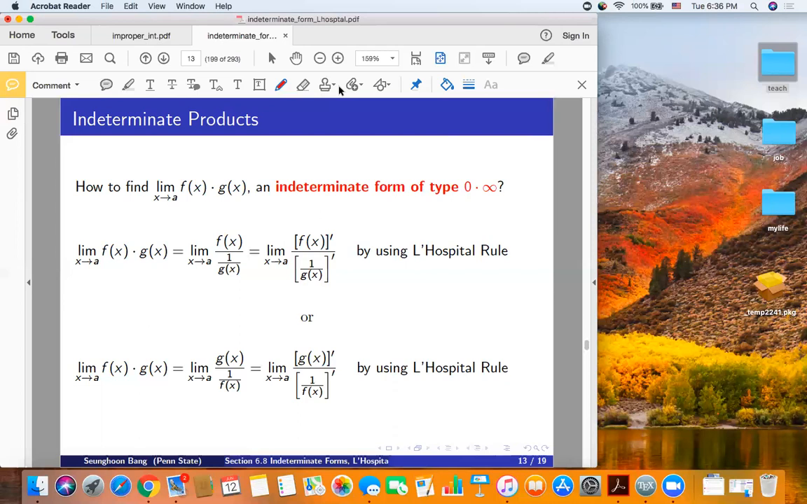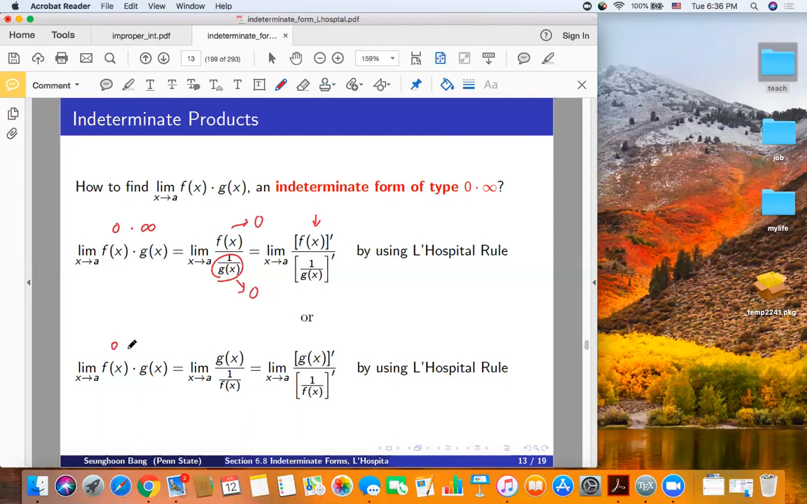Does it make sense? Here, this is like 0 times infinity form. What happens? f of x is going to 0. What about 1 over g of x? g of x is going to infinity, so this is going to 0. So it is 0 over 0 form. You have to use L'Hopital's rule.